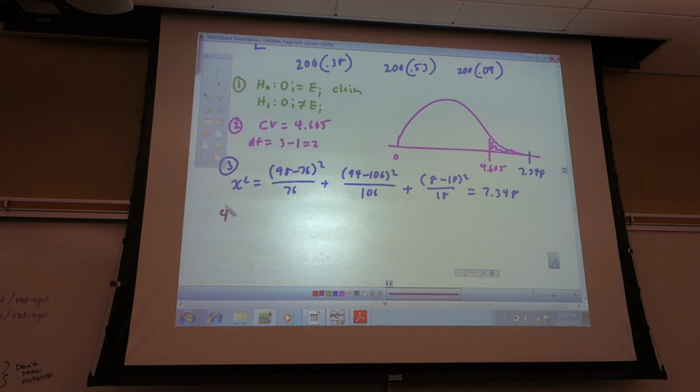Alondra, step 4. Reject H naught. And then step 5. Nicole? There is enough evidence to reject the claim that the proportions are as expected. Great.